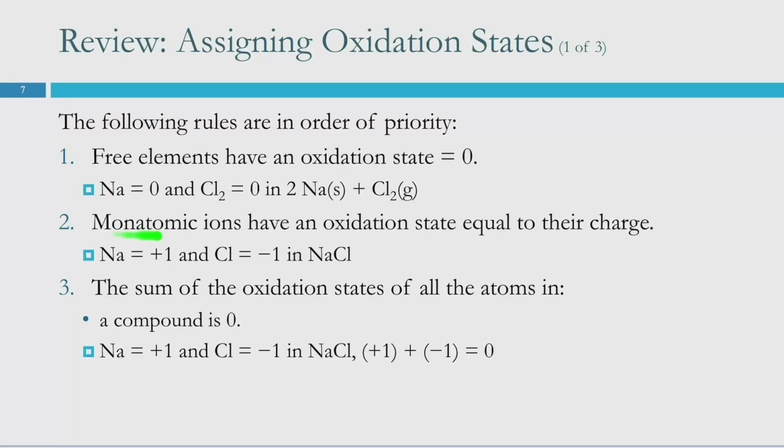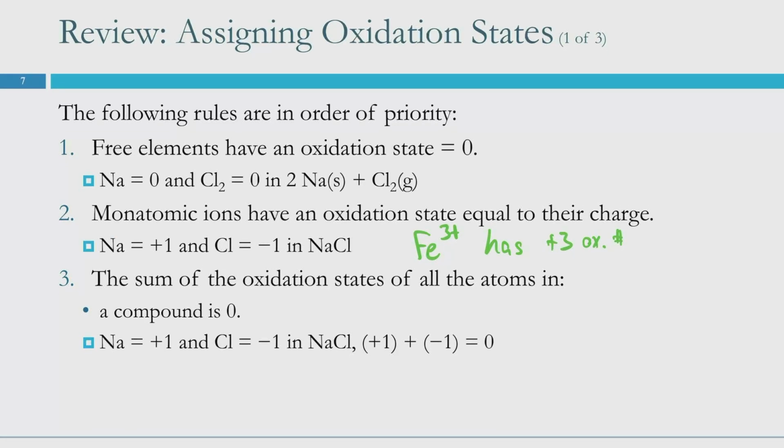We also have monatomic ions will have an oxidation state equal to their charge. Easy enough. So for example, sodium in sodium chloride is going to have a +1 charge. The chloride is going to have a -1 charge. If we had Fe3+, that's going to have a +3 oxidation number. Straightforward.